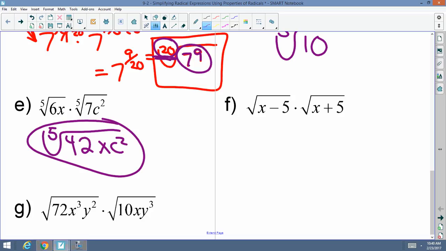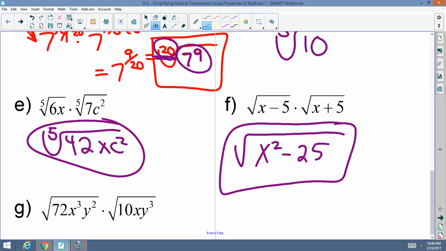Remember, guys, when they have the same indexes, you keep the index and you multiply the radicands, the inside part. I got the square root of x minus 5 times the square root of x minus 5. So this is going to be the square root of x squared minus 25. Guys, the difference of squares, remember? First term squared minus second term squared. Good job. Last but not least, can I multiply these?